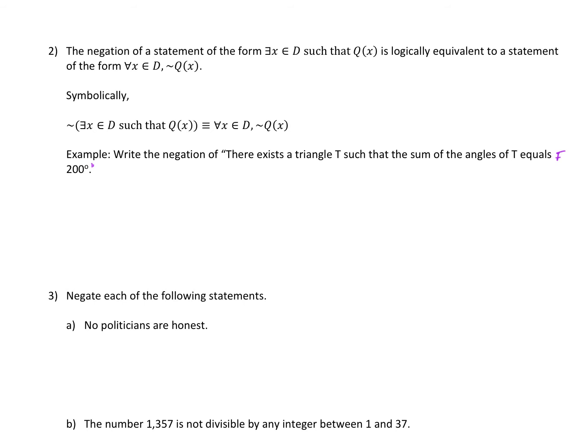Using this rule, instead of there exists, I'm going to have a for every. So I would say for every triangle T, or for all triangles T, the sum of the angles, and now I have to negate that the sum of the angles is 200. So I'm just going to say the sum of the angles does not equal 200 degrees. And this is true. For all triangles T, the sum of the angles is not 200 degrees.